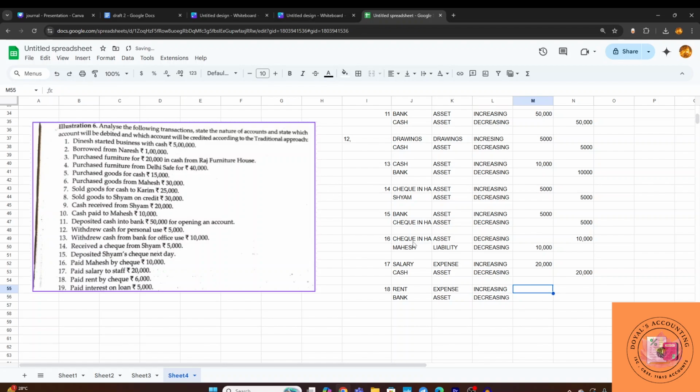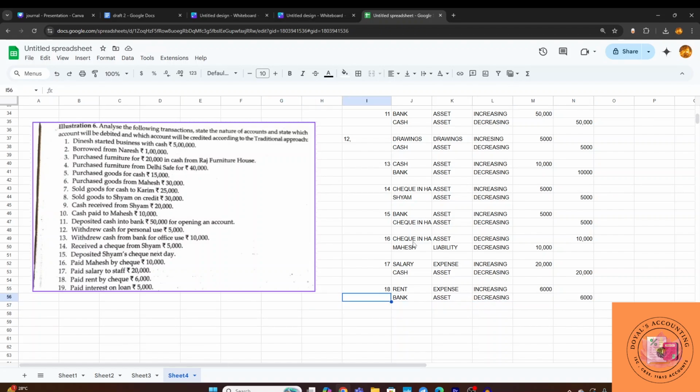So, okay, expenses in nature are debit accounts. We will debit the rent. How much is rent? 6,000. And when assets decrease, they are credited. So, rent account debit to bank account.